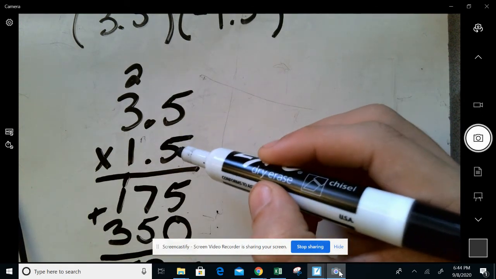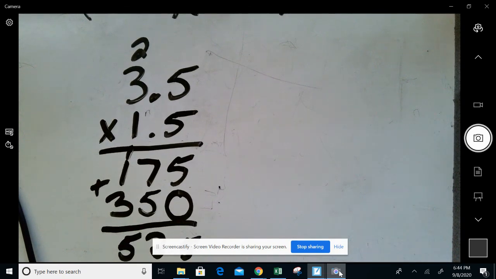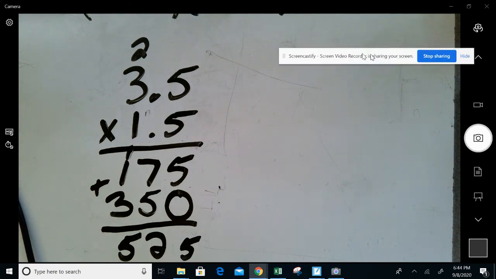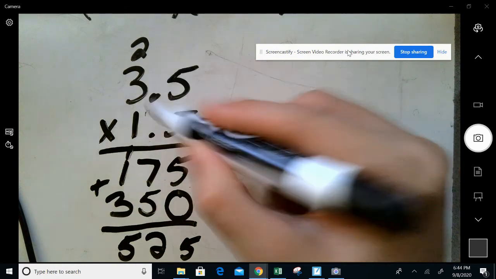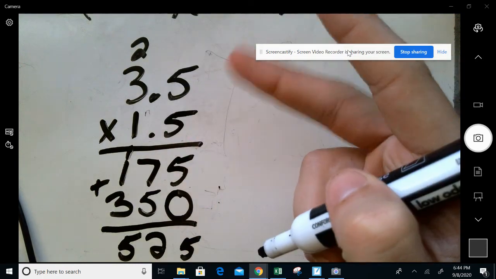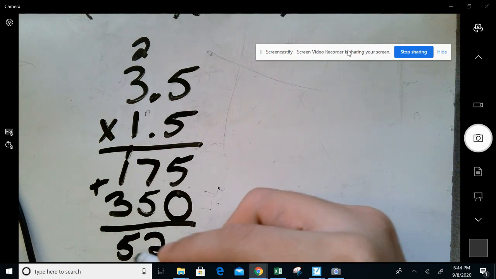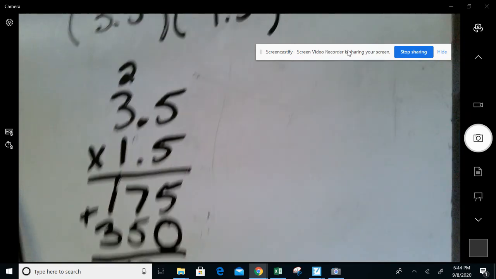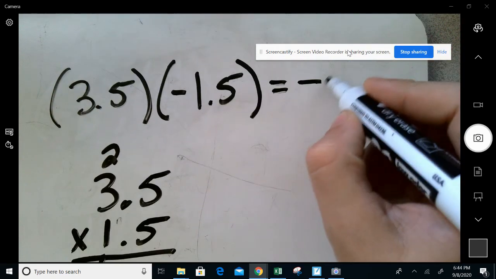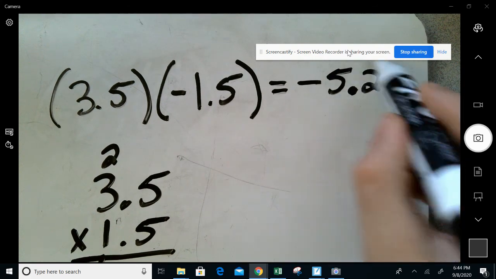All right, now what you have to do is check your multiplication and see that there is one decimal spot here and another decimal spot here. So there are 2 total decimals that we have to account for. So you're going to move it 1, 2. So we move that up a little bit, 5.25. So our answer is negative, because we determined that from the beginning, 5.2.